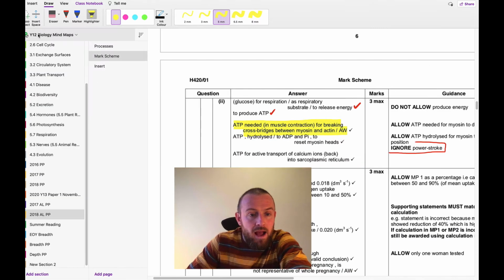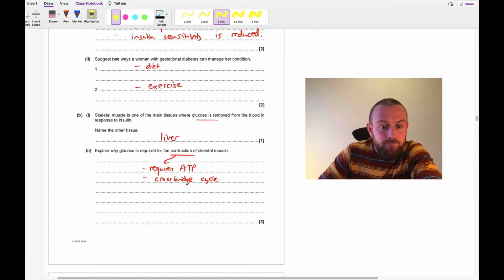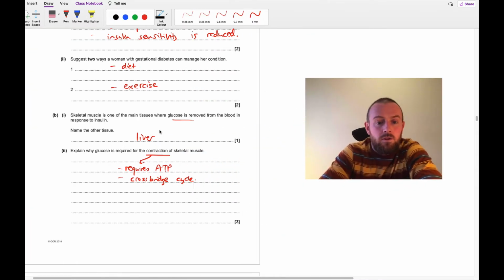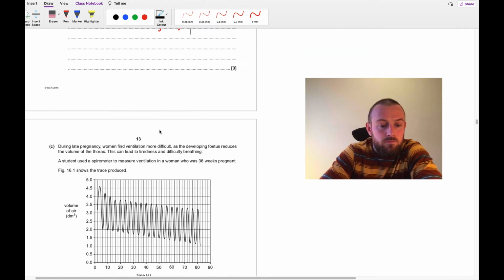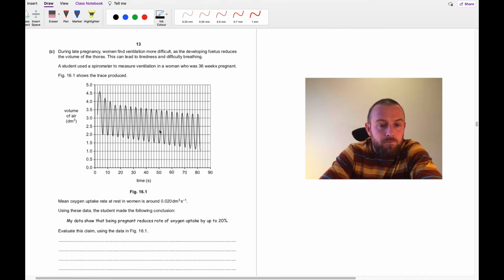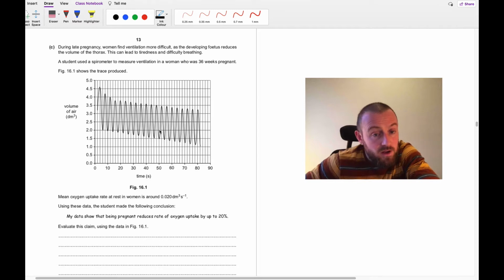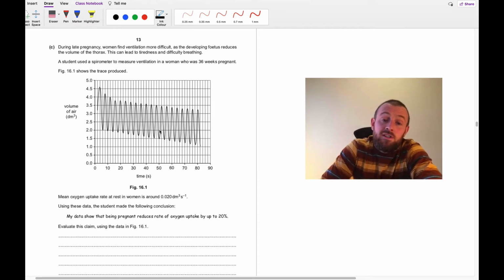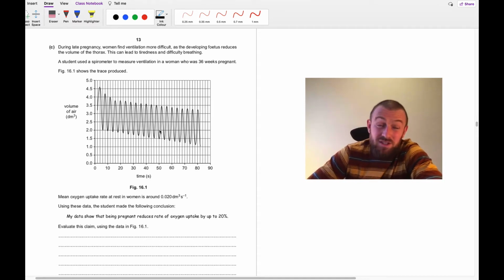Okay, moving back to the paper. C. During late pregnancy, women find ventilation more difficult, as the developing fetus reduces the volume of the thorax. Basically, the baby is kind of squishing your lungs at this late stage of pregnancy. This can lead to tiredness and difficulty breathing.